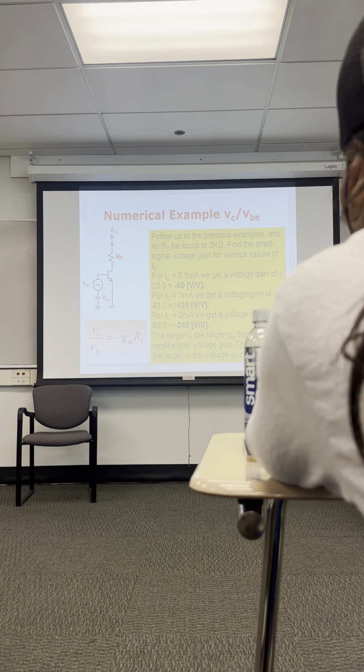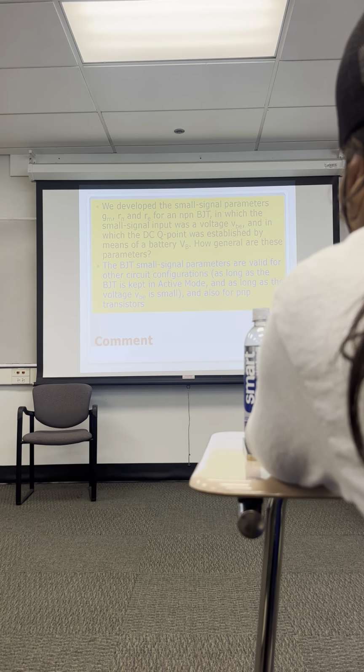If we increase the collector current to 2 milliamp, our gain goes up to minus 240. So we get a very large increase. The larger I sub C, the larger G sub M, and the larger the small signal gain. We also note that the larger we make the collector resistor, the more the voltage gain increases. So we have a couple of ways of increasing the gain: the collector resistor, or the current.